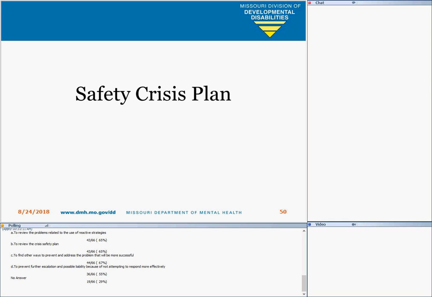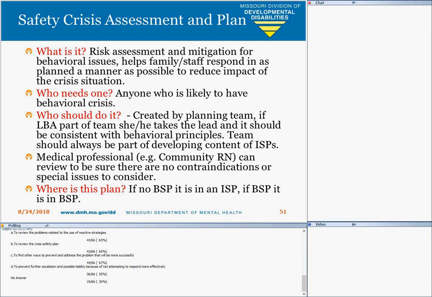We're going to go through a little bit about safety crisis plans. Again, this will not train you thoroughly in developing or implementing safety crisis plans. There's a whole set of training for that, and I want you to go to that training if you haven't done so already. If you have more questions about the safety crisis plan assessment or plan, I'm finished with this.